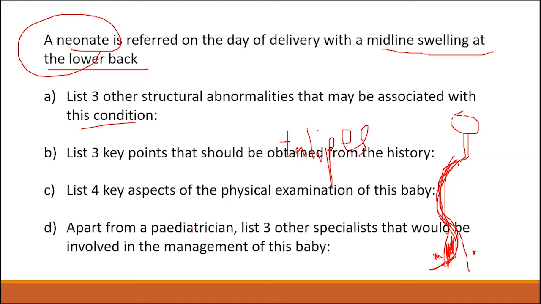Now, apart from a pediatrician, list 3 other specialists that will be involved in the management of this baby. Of course, because we're talking about people with malformation of the bones, like the varus, isn't it? The varus that we talk about. So these people, orthopedic people. So you need what? Orthopedics. You need neurosurgeon or neurosurgery.